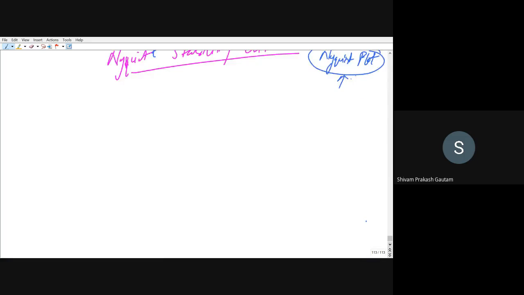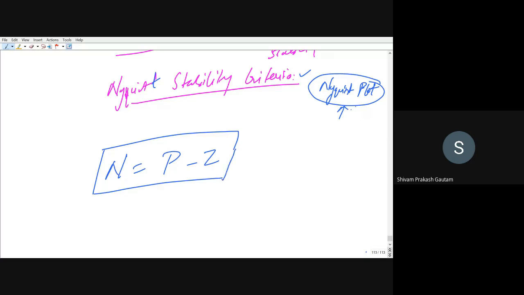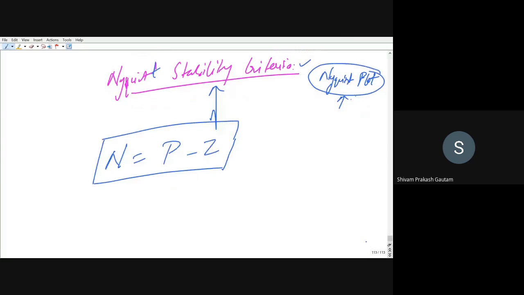Okay, so what is the Nyquist stability criteria? It is given by the formula N equal to P minus Z. You may be asked in the exam directly a theory question, what is the Nyquist stability criteria, and explain it. For that, you can have a look into the notes which I have provided, and you can understand from there as well. So the formula is N is equal to P minus Z. This is the basic formula.